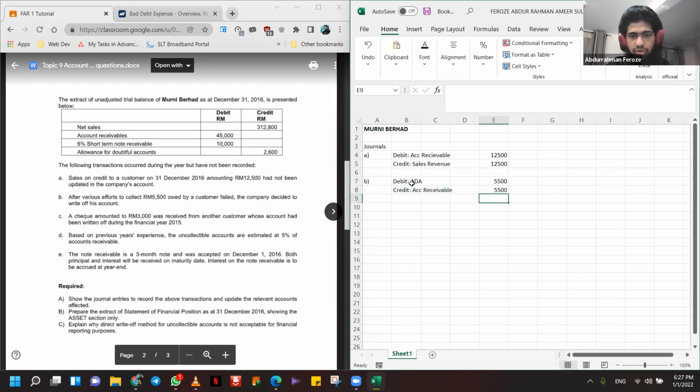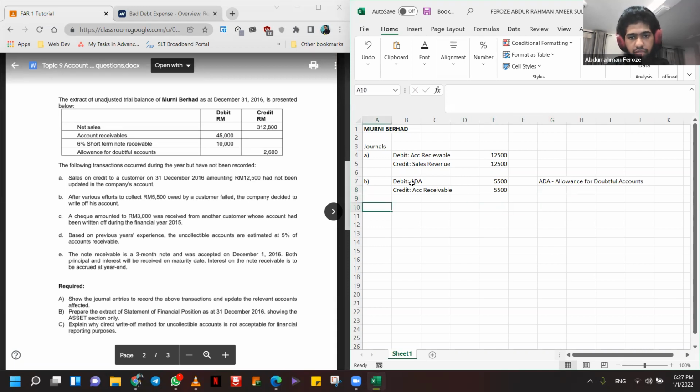Also, when you use a short form, you need to generally let the reader know. Your professor checking the question might understand it, but as a general standard practice, when you use any short form, you should explain it, right? So ADA is allowance for doubtful accounts. Okay, so that is the second one, right?